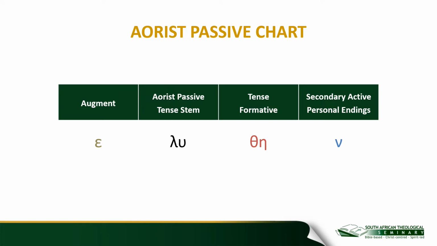Thirdly, the tense formative θη is added to the stem. This is the diagnostic for the aorist passive. When you see a θη, odds are you are looking at an aorist passive. Let us make two technical observations about the tense formative θη.